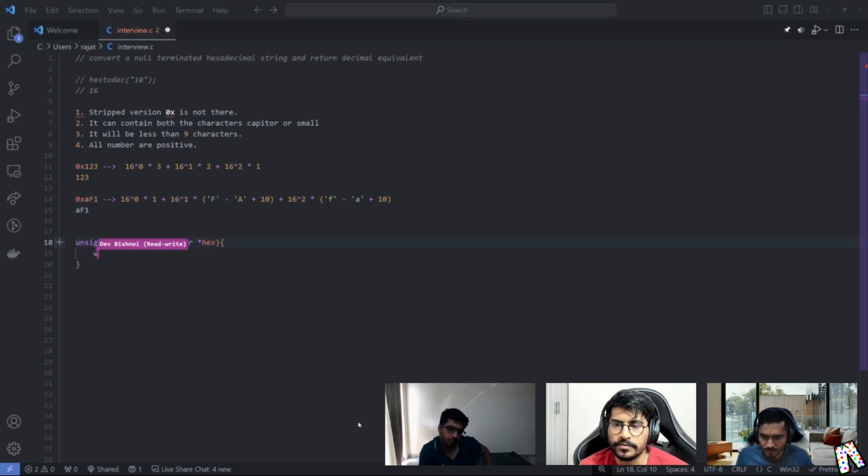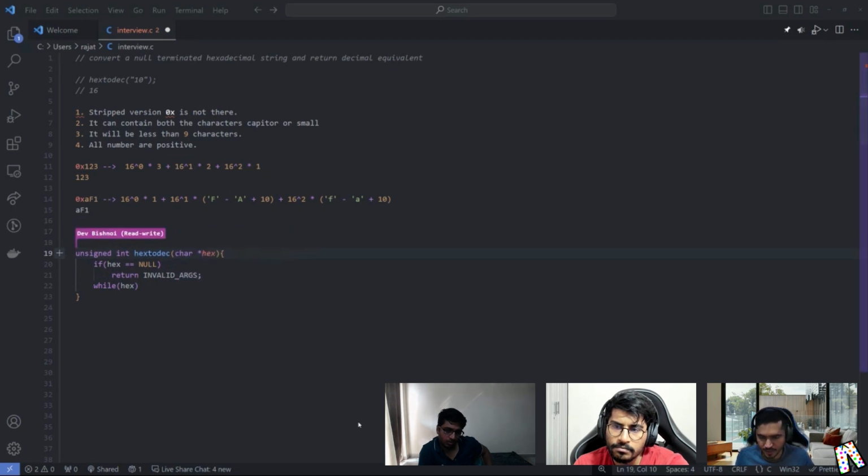Okay, so what I can do is use a while loop operation on hex. First of all, I need to figure out if the hex pointer is pointing to null or not. If hex is already pointing to null, I should return some error saying the input is not valid. So I would say invalid arguments, right?